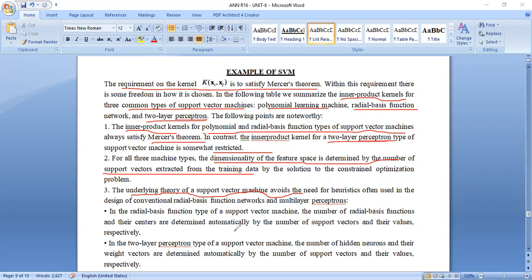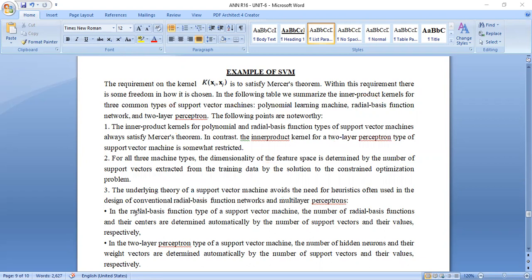So whatever the old methods we have used in radial basis function as well as multi-layer perceptron, those old models are avoided by adding a few more features or points to those functions. What are those? Let us see what are those.